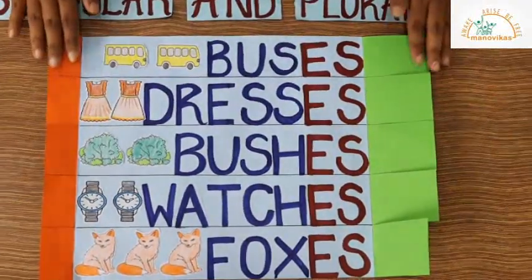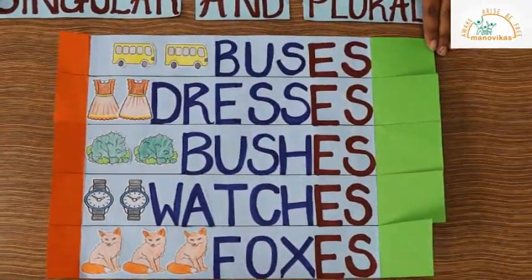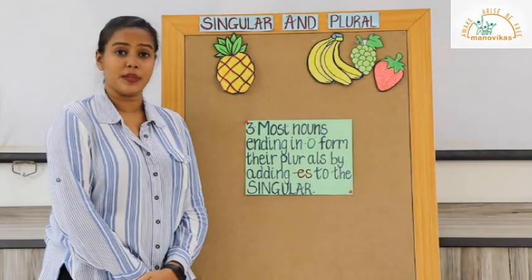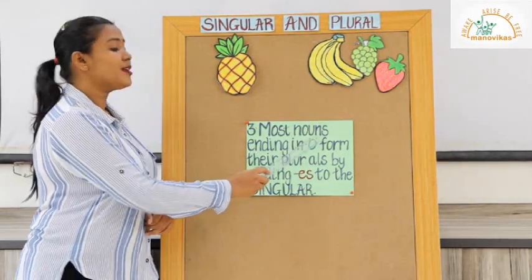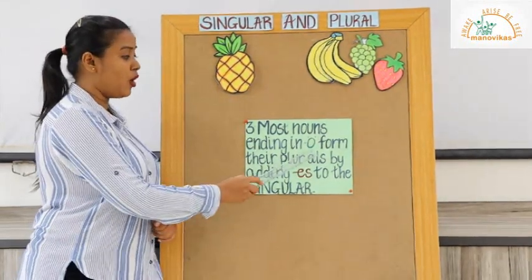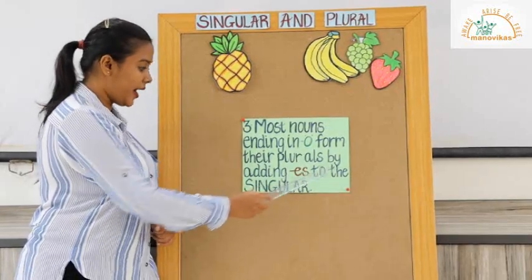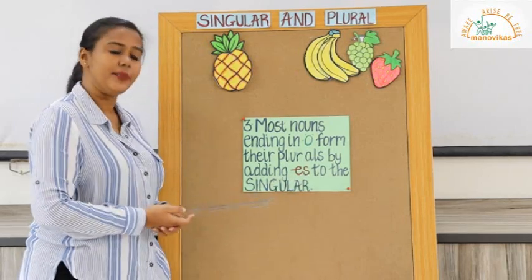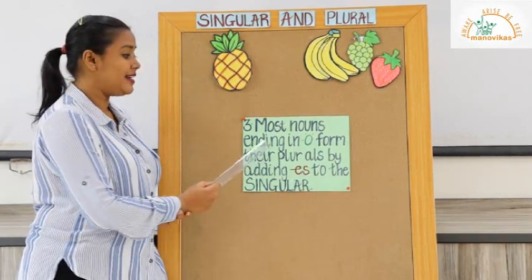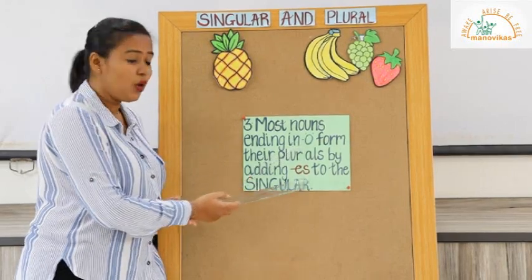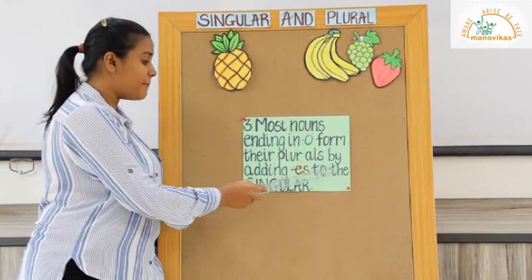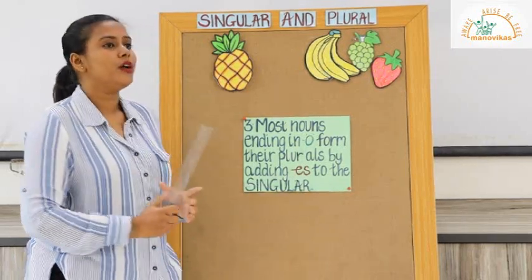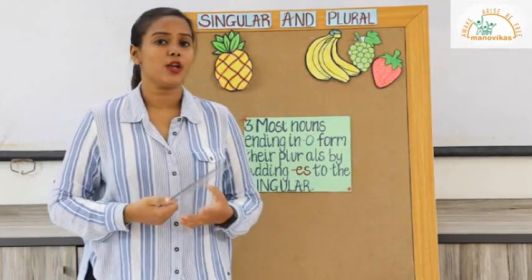So here you have seen how we have applied the second rule, that is we have to add the letters es. Now let's see what the rule number 3 says. Most nouns ending in o form their plurals by adding the letters es to the singular noun. I repeat, most nouns ending in o form their plurals by adding the letters es to their singular noun. For example, we'll take the word mangoes.